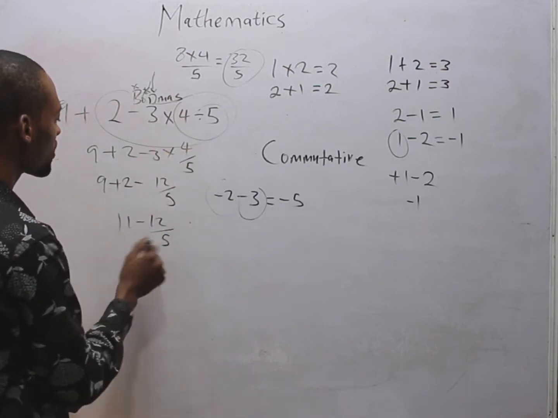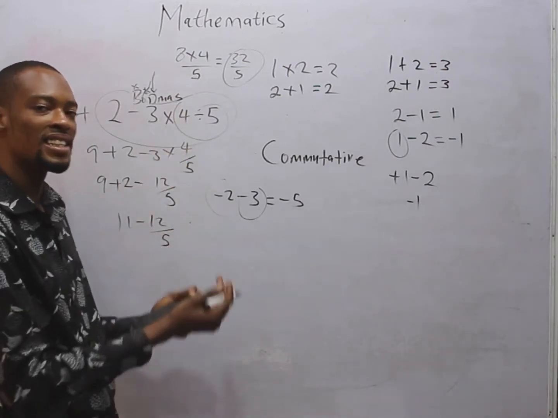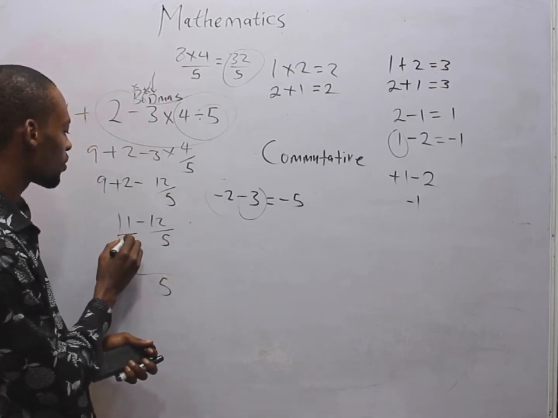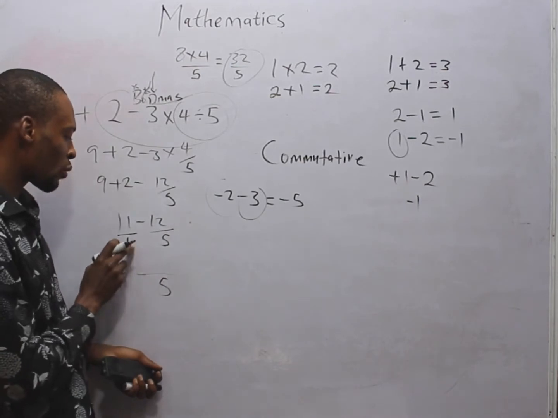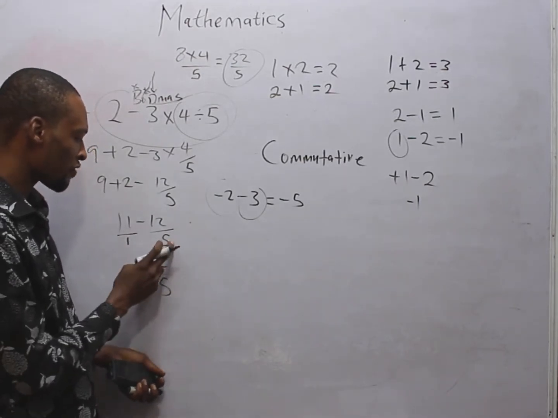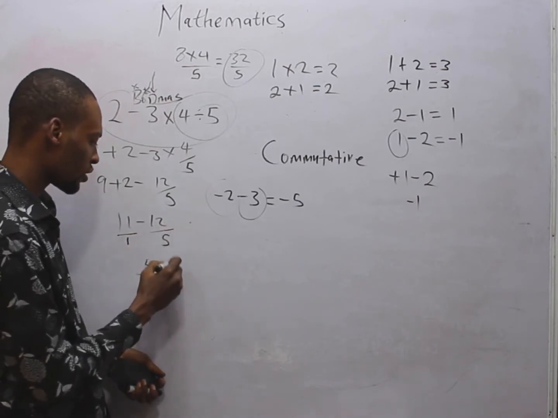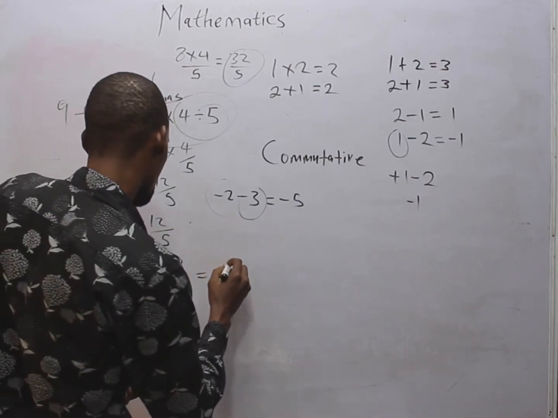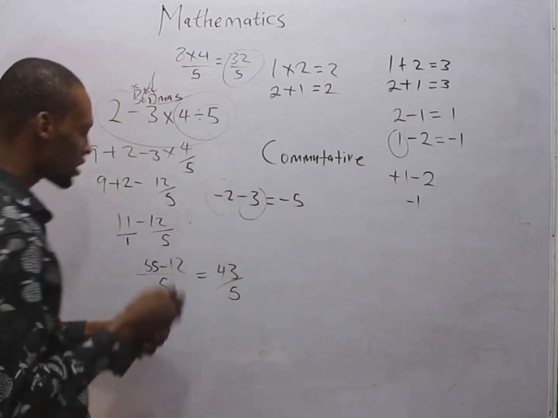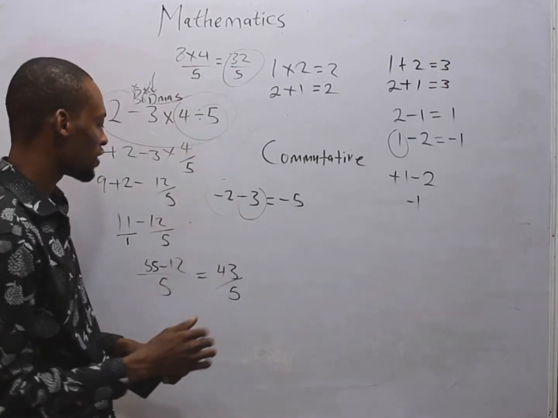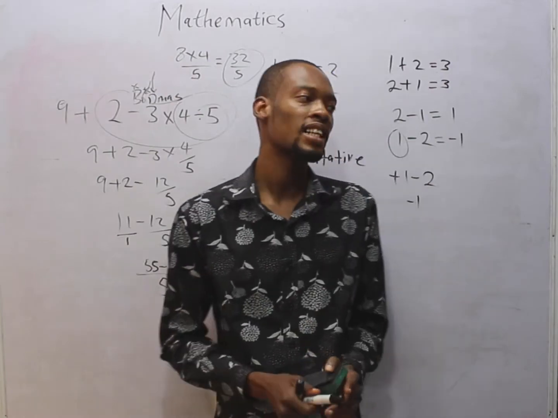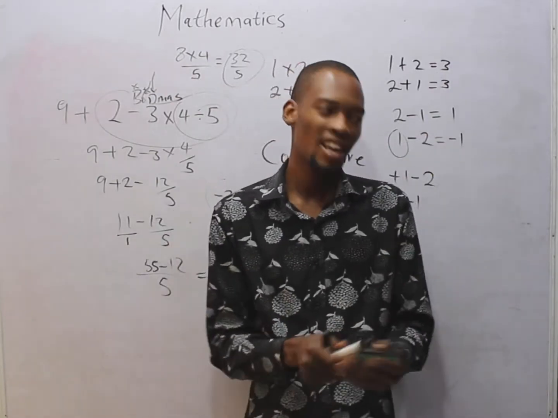Then subtraction. To subtract this, we look for the LCM, which is 5. 11 is the same as 11 over 1. So 5 divided by 1 is 5, 5 times 11 is 55, minus 5 divided by 5 is 1, 1 times 12 is 12. So this is equal to 43 over 5, which is different from 32 over 5. You see? Using the rule of BODMAS, you get a different answer from adding or subtracting directly.